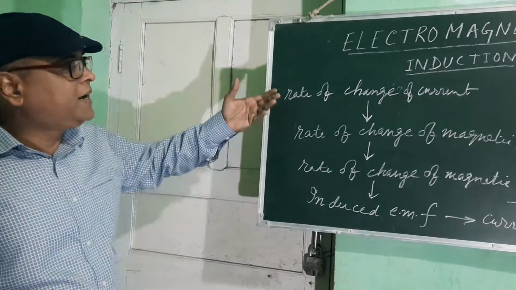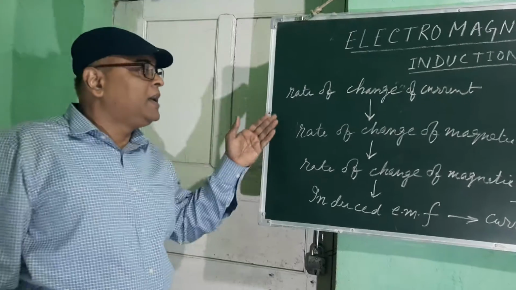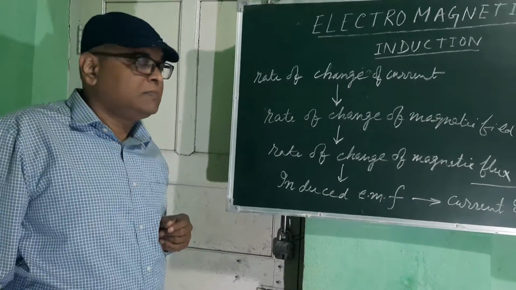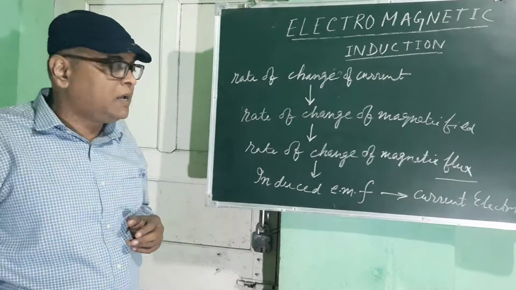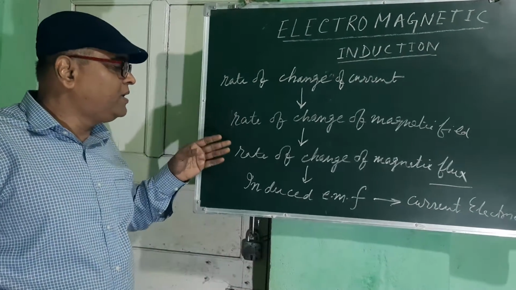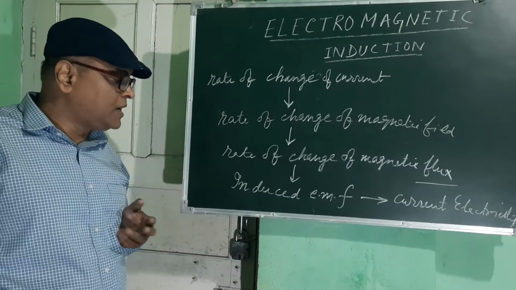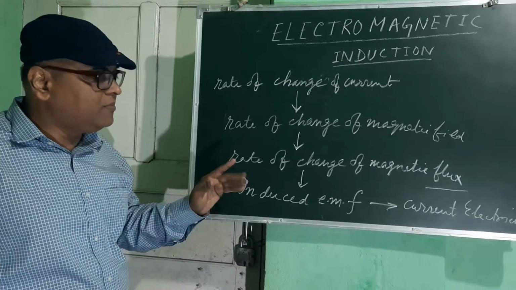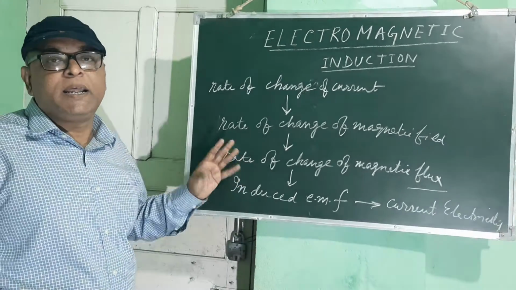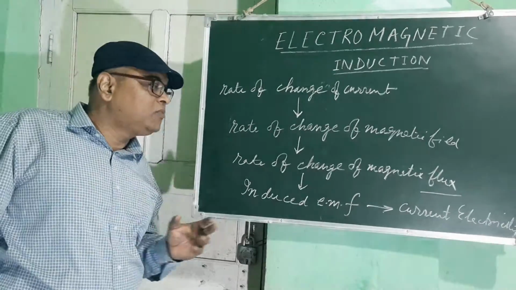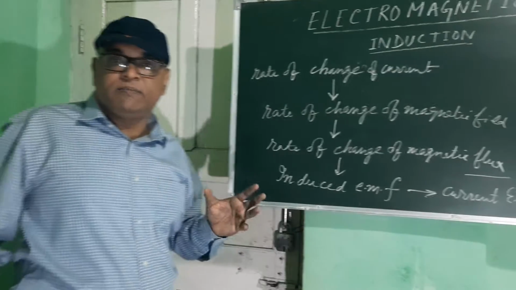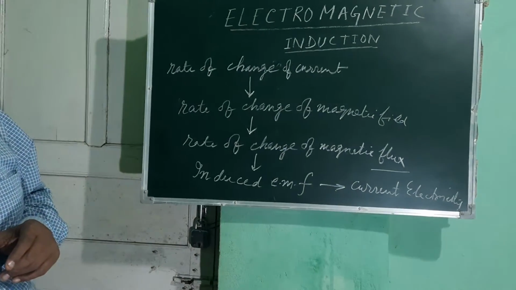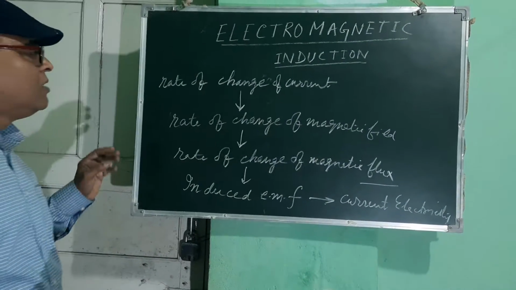Now in electromagnetic induction, there is one very important thing: rate of change of current. The rate of change of current will give the rate of change of magnetic field. The rate of change of magnetic field will give the rate of change of magnetic flux, and the rate of change of magnetic flux will give the induced EMF or current electricity. Now there is one thing present, flux. What is magnetic flux? Now we will discuss magnetic flux. What is that?